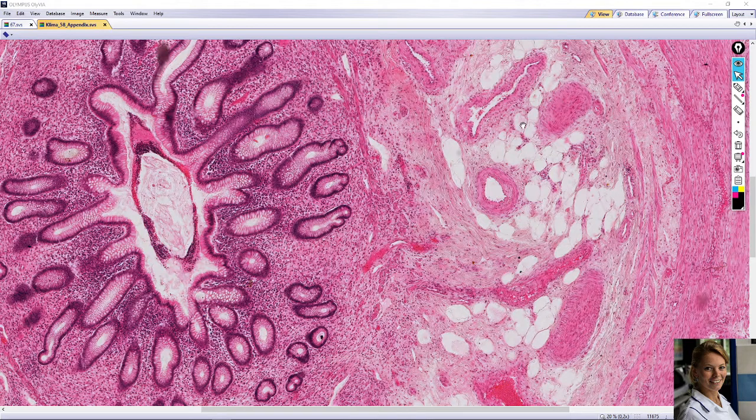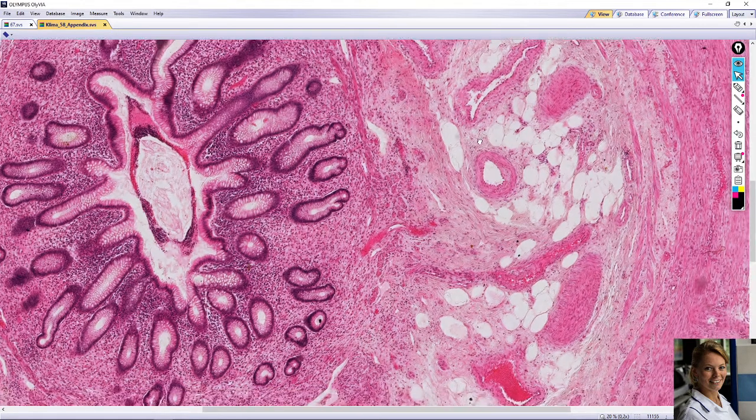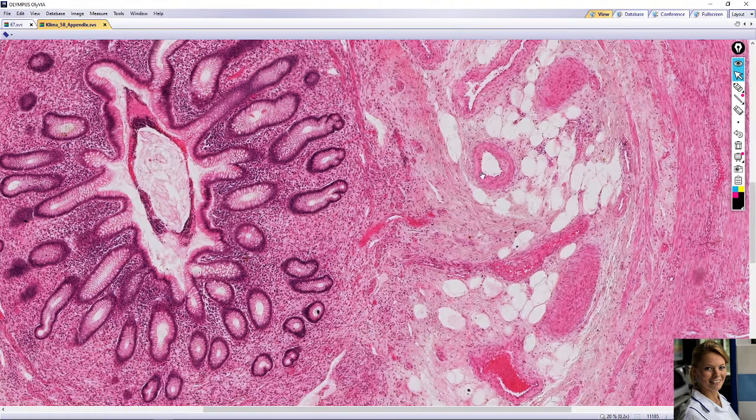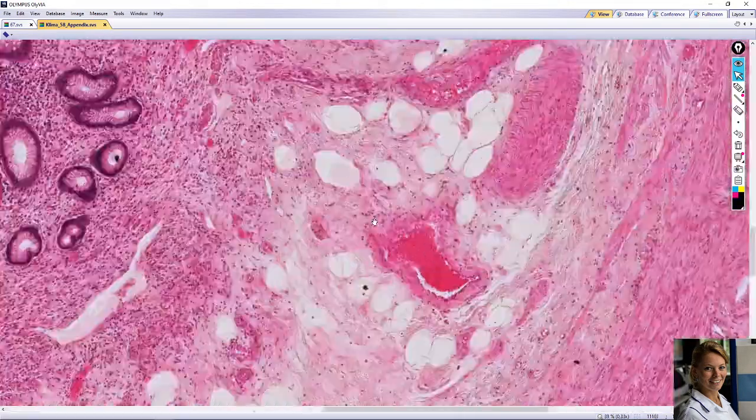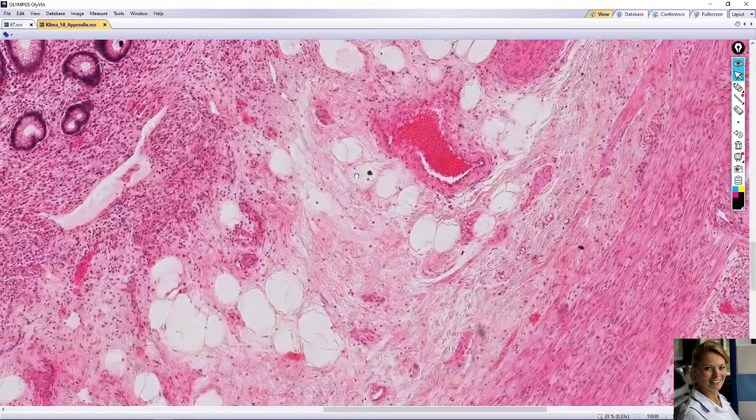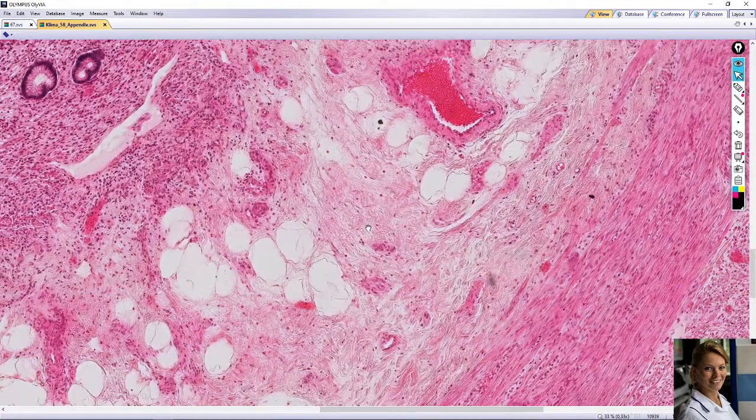So the submucosa is formed from loose connective tissue and contains numerous blood vessels. For example, here is an artery and vein, and it also contains the plexus submucosus Meissneri, for example here it's visible.